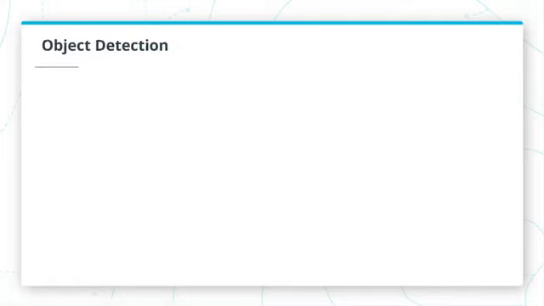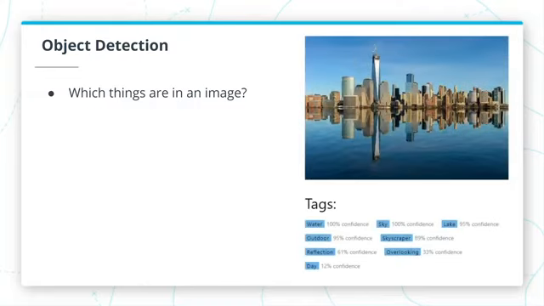The second scenario is object detection. The goal of object detection is to create tags for each interesting thing in an image. In the image on the right, we see a series of tags including water, sky, skyscrapers, and a reflection. We can use these tags in several useful ways.